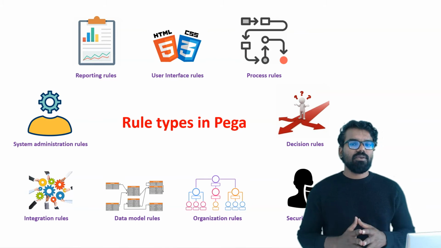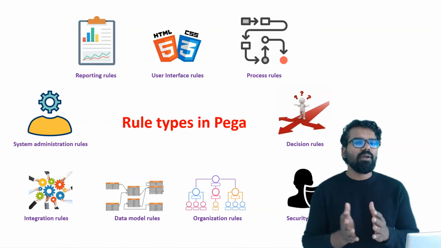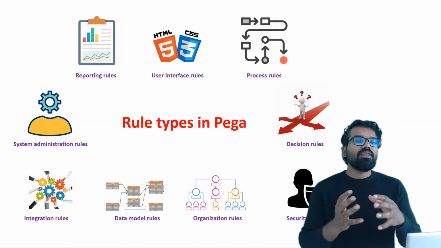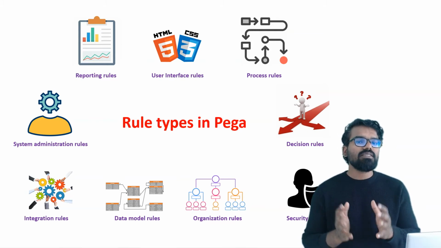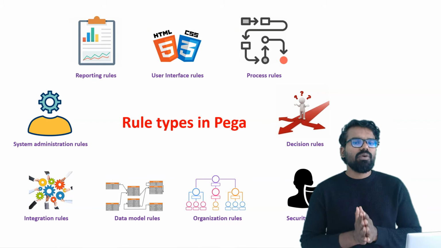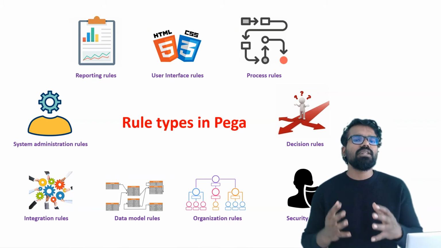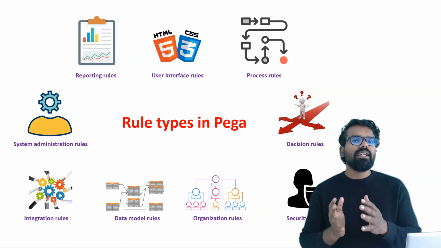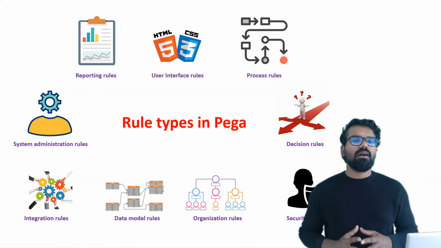Next is decision rules. If you want to have some kind of special customer treatment for your premium customers, then you can include decision rules that use some decisioning capabilities to make a result. Pega also provides a lot of security rules out of the box. You can use SSO authentication. You can authorize your application by using different privileges or different access groups. You can also integrate with different identity providers to provide authentication for your Pega application.